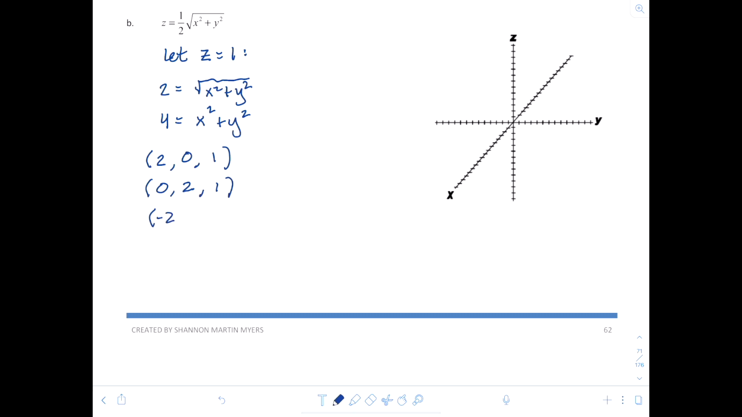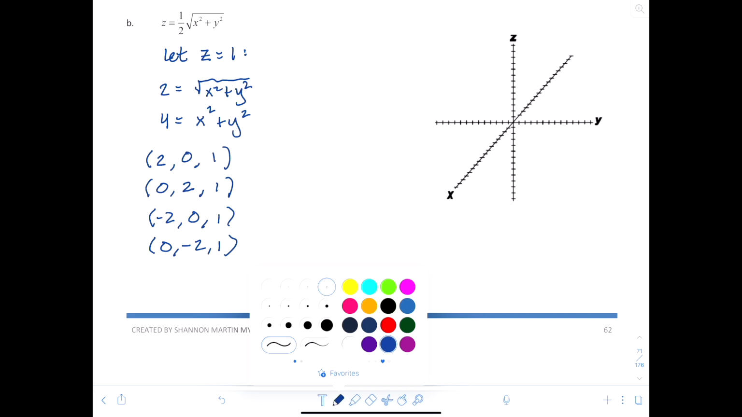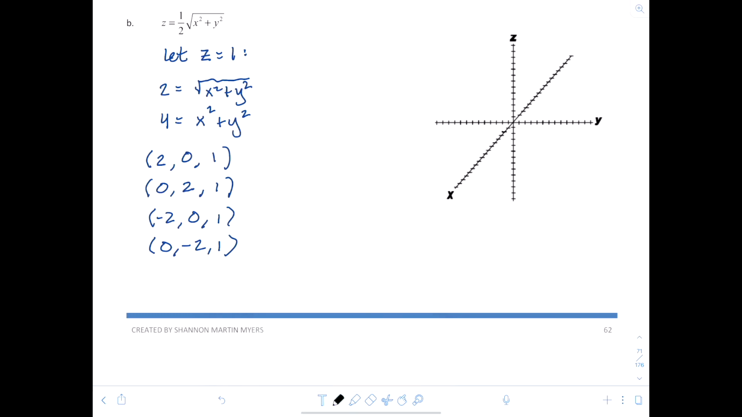So let's represent the other possibilities. And then we'd have this other one, okay? So this will give us an idea, right? So here we go, 2, 0, 1. Let's let each of these tick marks be equal to a half. So this would be 1, 2.